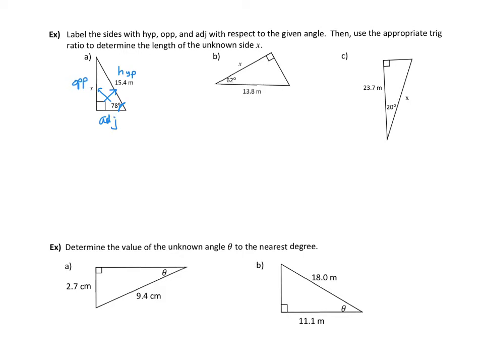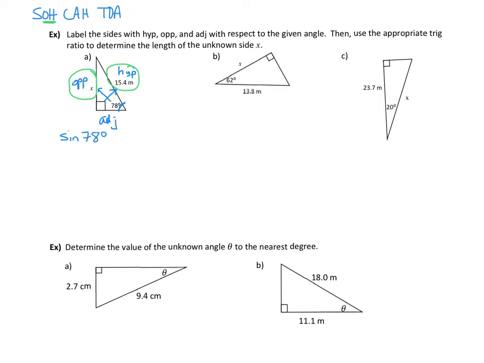Now we have to decide what trig ratio we want to use to be able to solve for side x. So let's run through this again. TOA. So when we look at this, we are trying to find the opposite and we have the hypotenuse. The trig ratio that uses opposite and hypotenuse is sine. So we're going to start with the sine of 78 degrees.